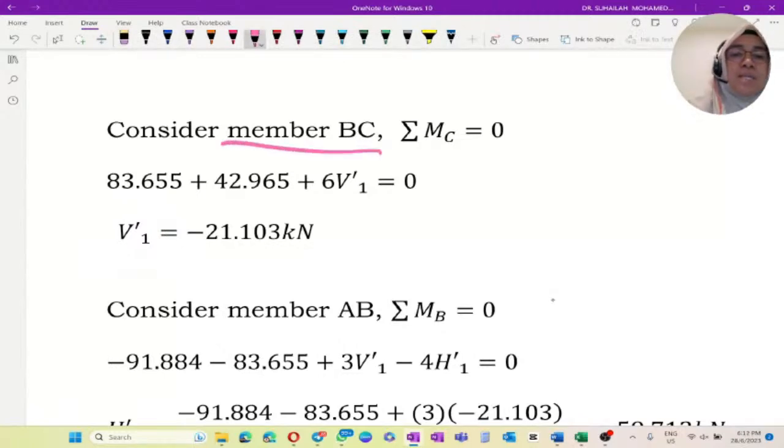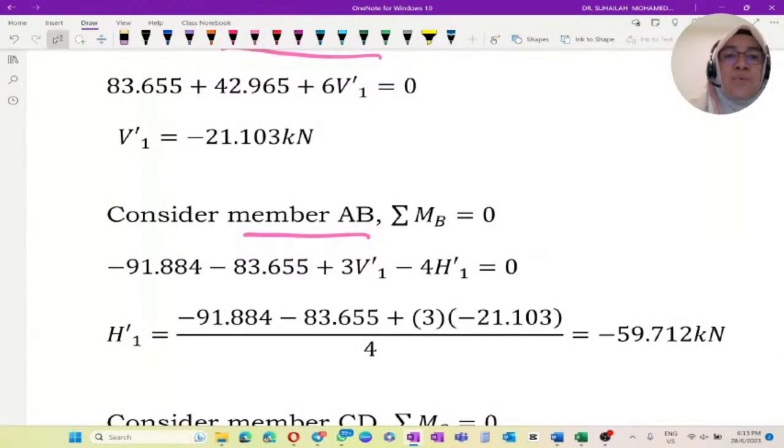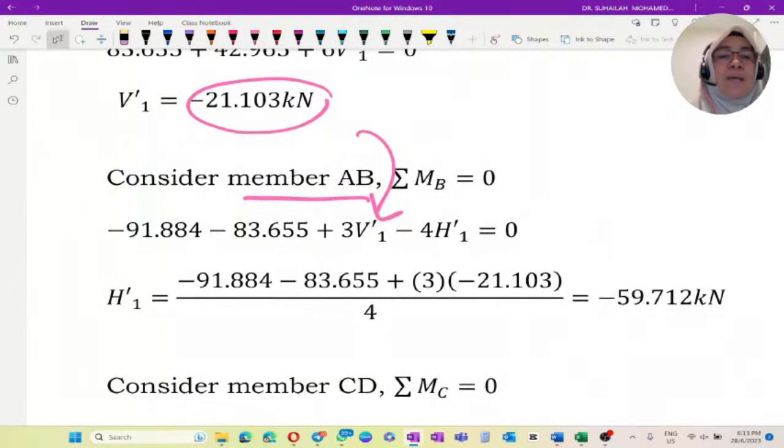First is member BC. Next, we will consider member AB. Why do we want to consider member AB? Because we have determined V1, so we will substitute V1 into the equation for member AB, and then we will get H1. What we want is actually H1, because from H1 prime and H2 prime we will get R prime. So we will consider member AB and take moment at B.